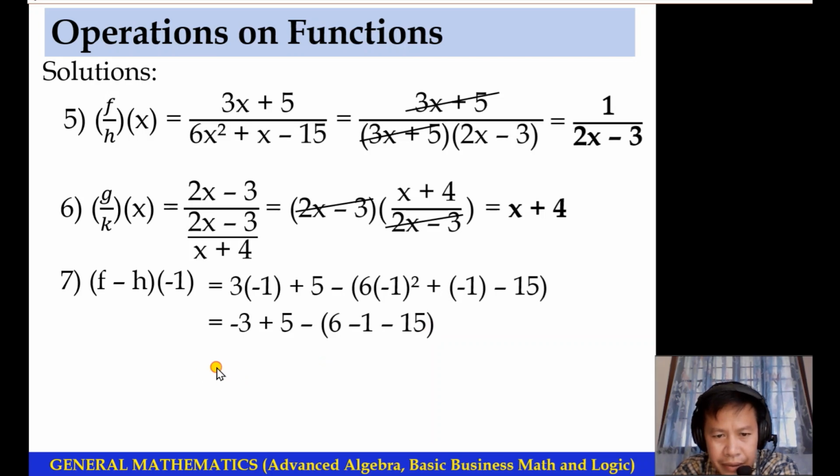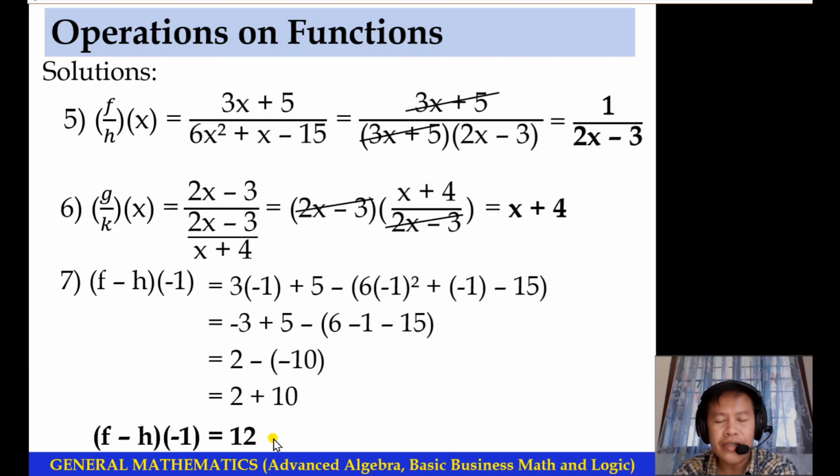And this is equal to, what you need to do is 5 minus 3 is equal to 2 minus, because 6 minus 1 minus 15 is 6 minus 16, students. And 6 minus 16 is, of course, negative 10. Okay, did you understand? Or you can also have this. 6 minus 1 is 5. 5 minus 15 is equal to negative 10. Then negative times negative is equal to positive already. Therefore, you have 2 plus 10. And this is equal to 12. Did you understand, students?